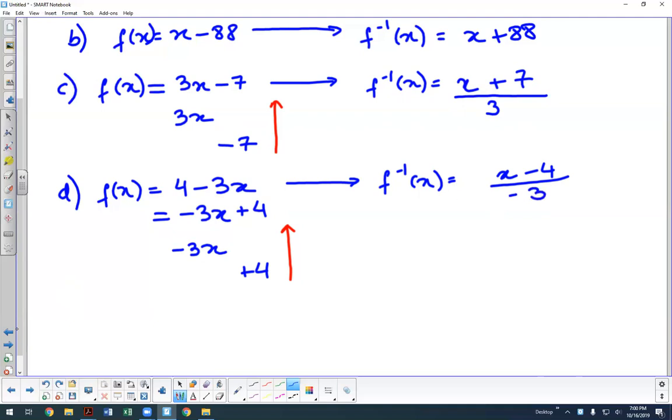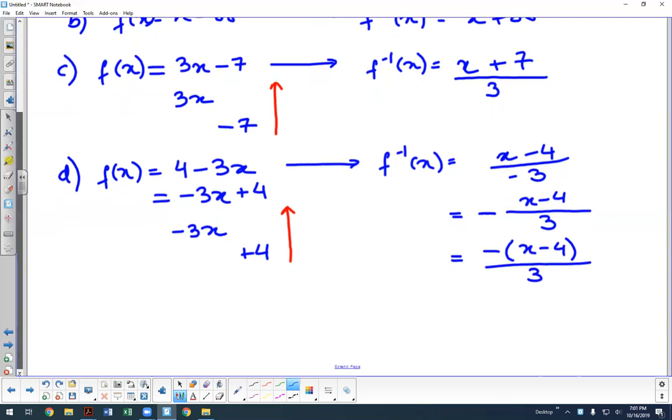So you can leave it like that. You can bring the negative in the middle and have x minus 4 over 3. Or you can bring the negative to the top. But if you do that, put it in parentheses. So any of those 3 options are okay. You want to leave it like the first one, that's fine. Whatever seems to be more comfortable for you, okay?